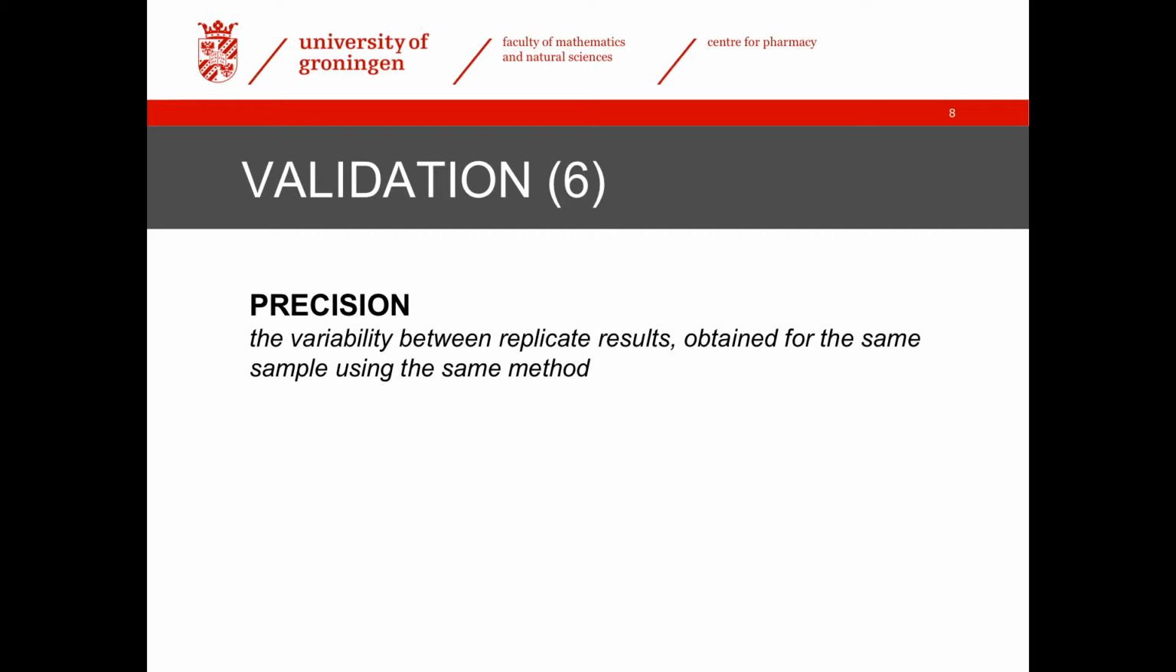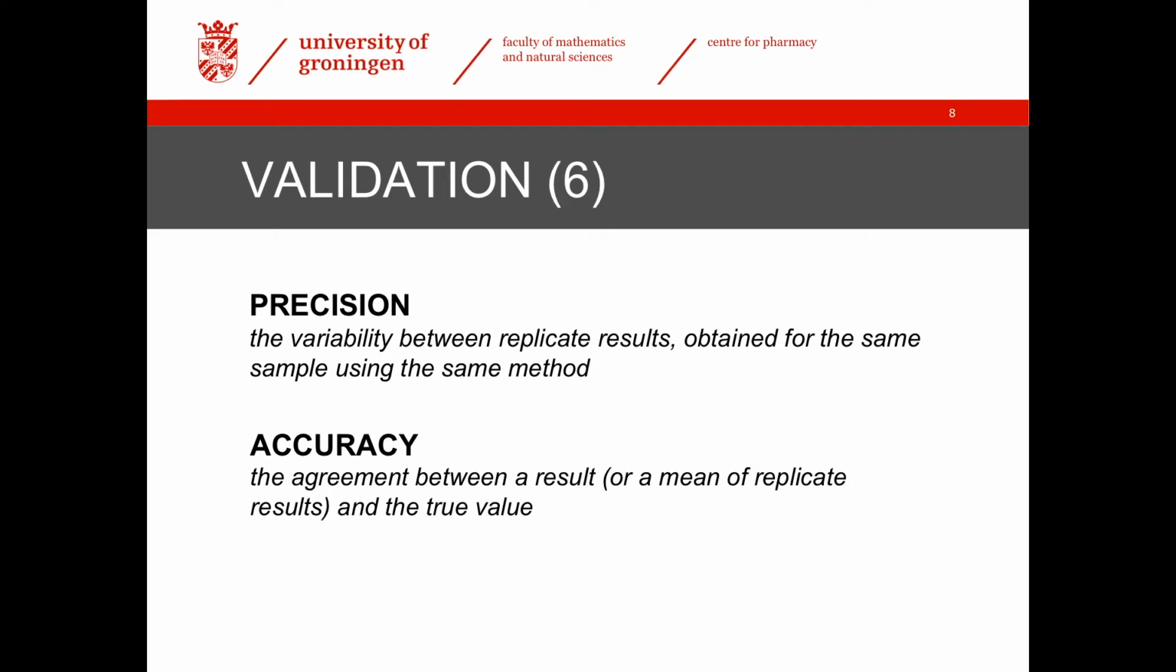Now the most important validation parameters. Precision. It expresses the variability between results when one sample is analyzed multiple times by the same method. Accuracy describes the difference between a measured result and the true or the theoretical value.